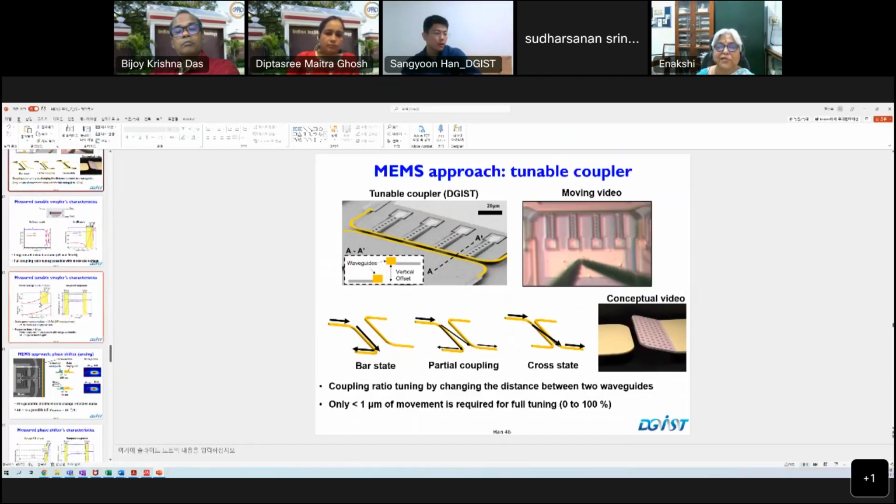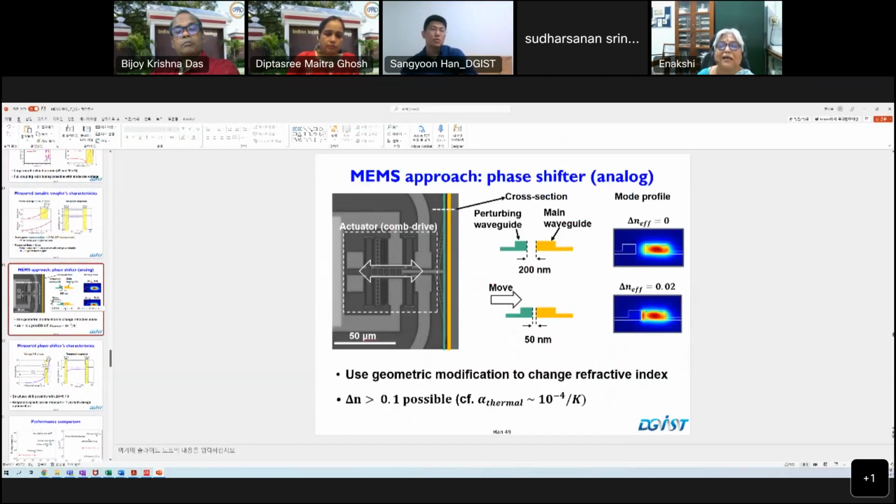Just the slide before this, the schematic. Yeah, they're the same material. I just colored it, but it's all silicon. Yeah, all crystal silicon. Okay.